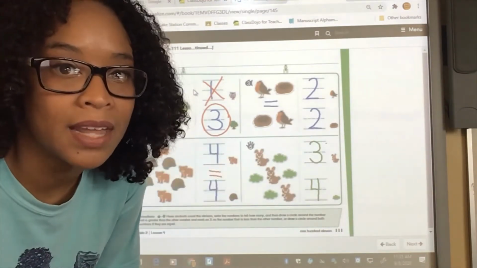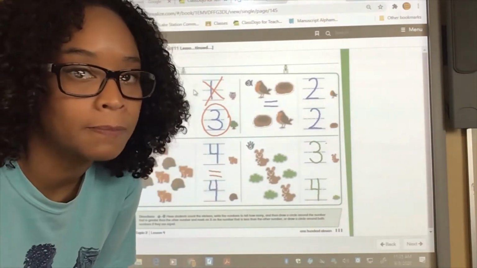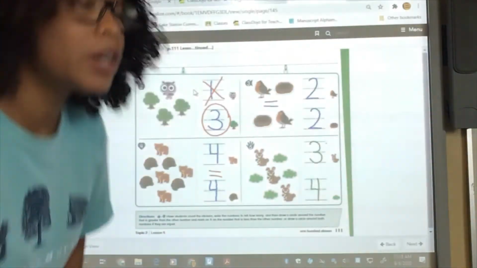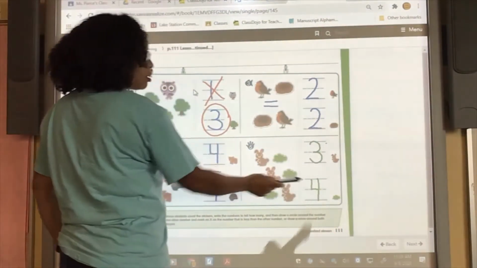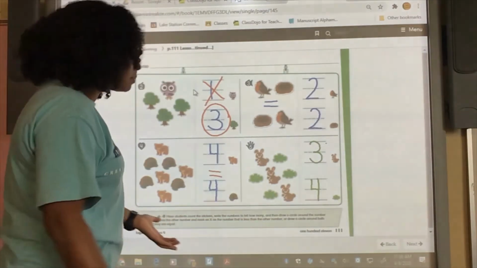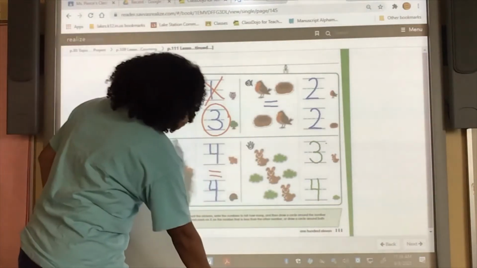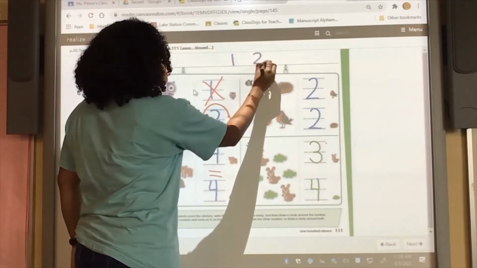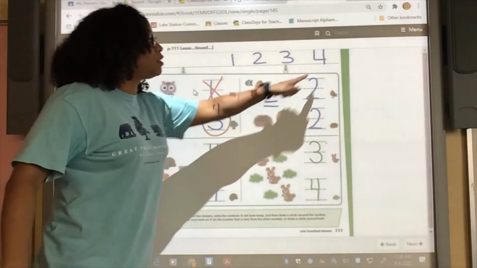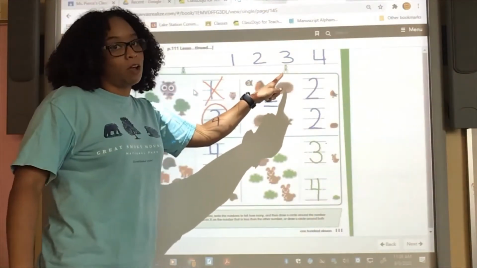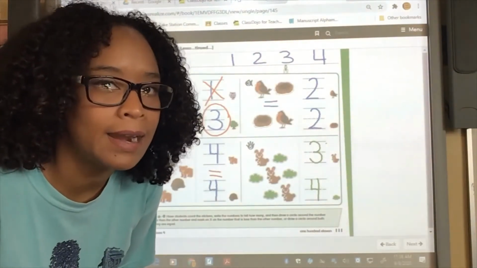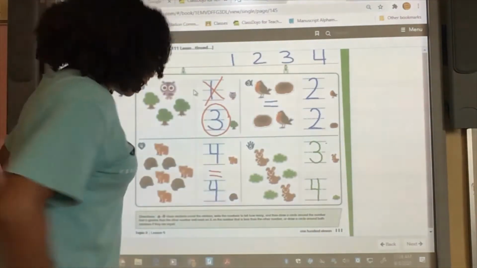Is there a number that is less than or smaller? Yep, there is. What number is it? 3. 3 is smaller than 4. 3 also comes before 4 on the number line. So if I were to write a number line, 1, 2, 3, 4, 3 comes before 4, so 3 is smaller or less than. So how am I going to show that 3 is less than? What am I going to write on it? An X. I'm going to X it out.